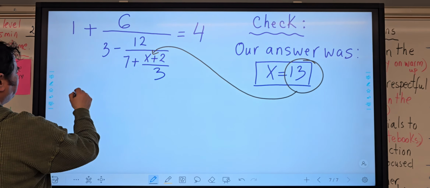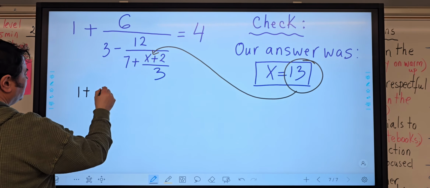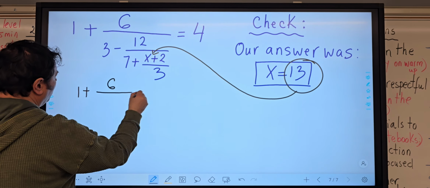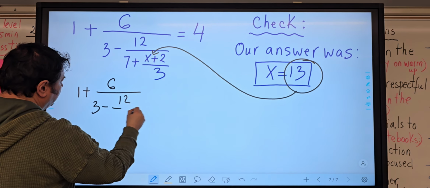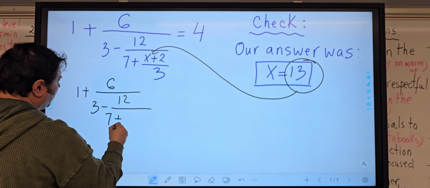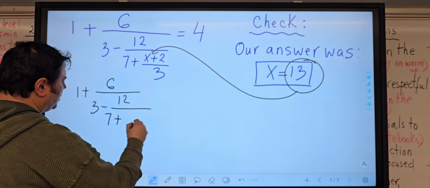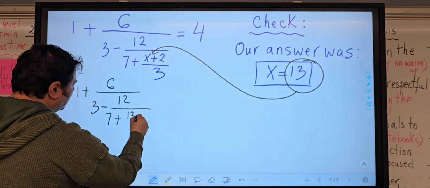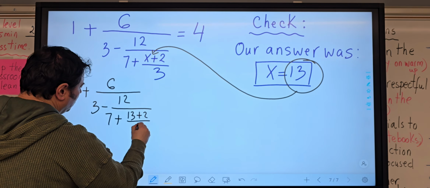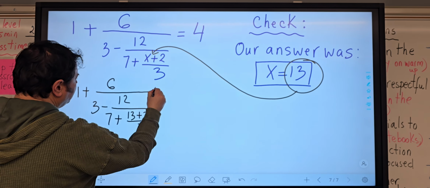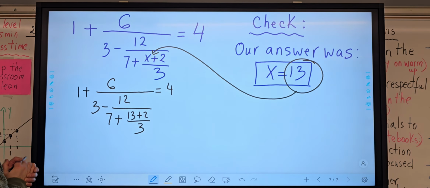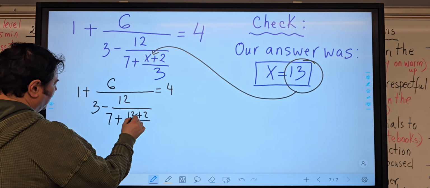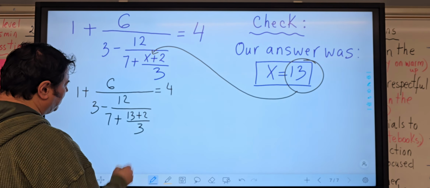So we have 1 plus 6 over 3 minus 12 divided by 7 plus, instead of x we put 13, 13 plus 2 over 3. And all of this is going to equal 4. Okay? So now let's do that first. Remember, let's do this first, right? So let's see what we get.